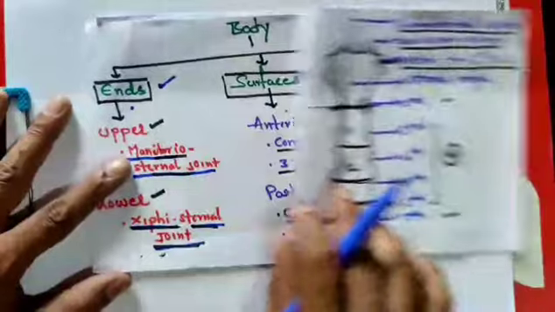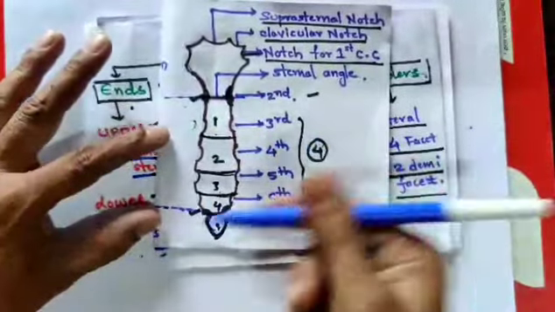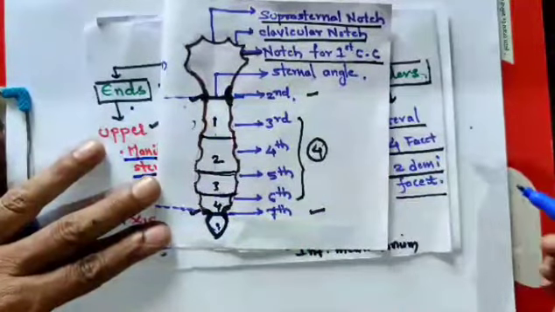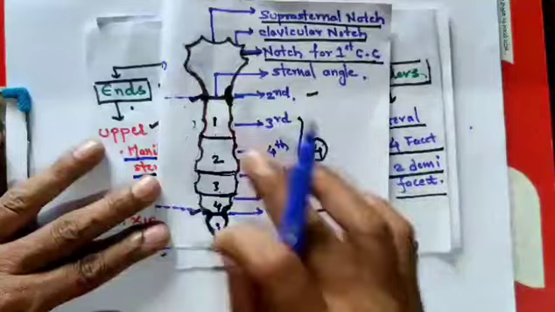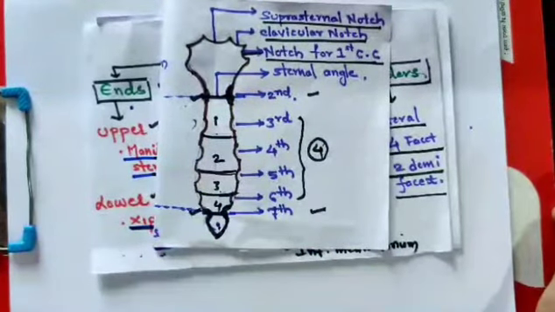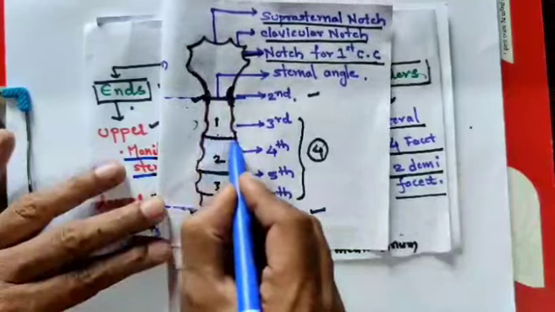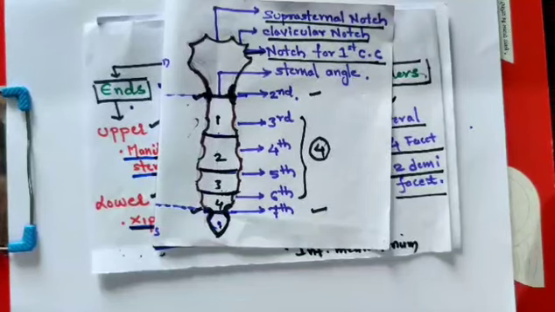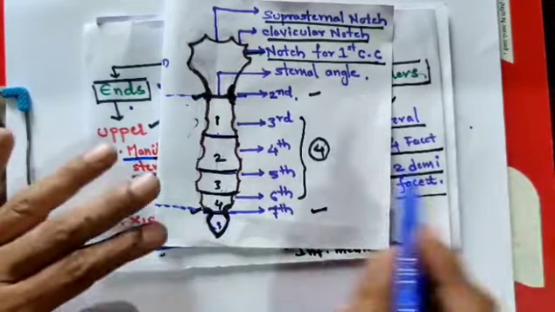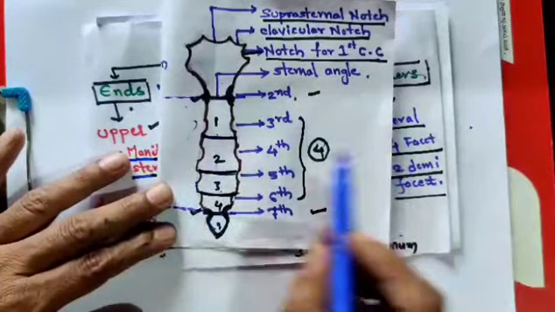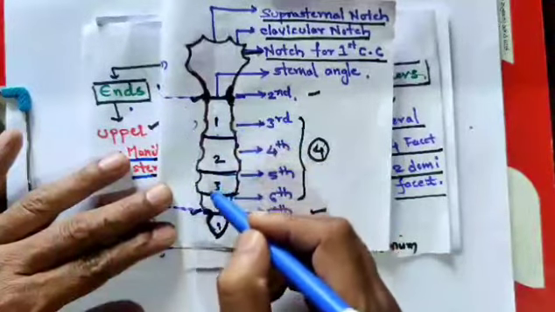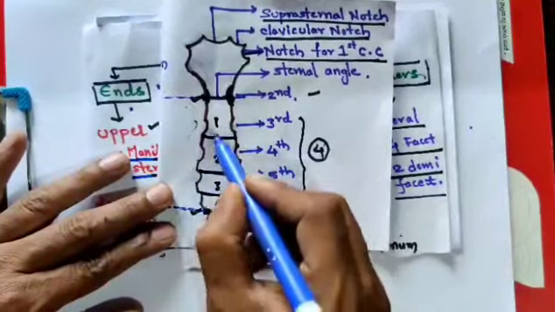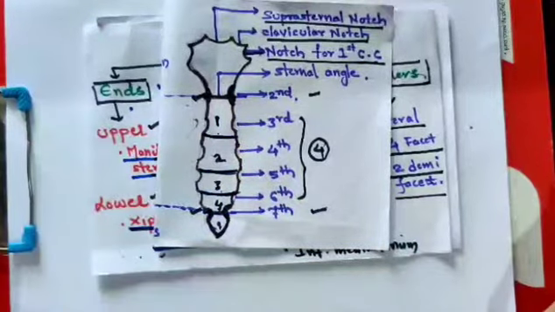The surfaces are two in number. One is the anterior surface, another one is the posterior surface, that is the back surface. The anterior surface is convex and the posterior surface is concave. But both the anterior and posterior surfaces are marked by transverse lines. So we are going to identify three transverse ridges. These transverse ridges divide the body of the sternum into four segments, 1, 2, 3, 4. Each segment is called a sternebra.